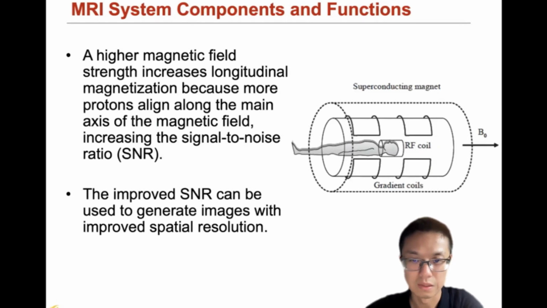In a later part, I will show a comparison with different magnetic field strengths, maybe 3T or 9T. The resolution of the resulting MRI image can be very different, so we'll see an example later. This improved SNR can be used to generate images with improved spatial resolution. A higher resolution, high SNR image will definitely help doctors and radiologists make more accurate diagnoses.